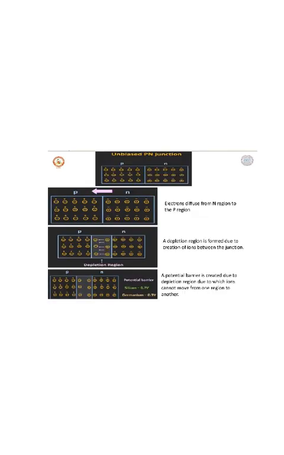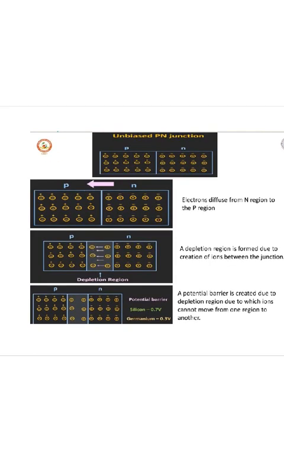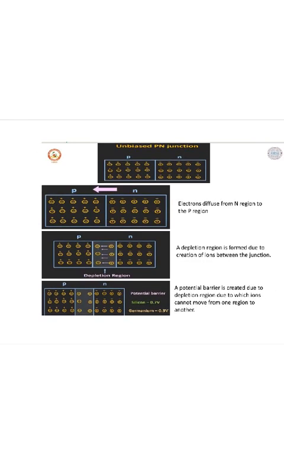So there are three conditions: unbiased, forward and reverse. Unbiased means we are not giving any kind of supply to it, we are just joining P and N type material. In the P-type, holes are the majority charge carrier, and in the N-type, electrons are the majority charge carrier. When we add these two, what happens? The electrons diffuse from the N region to the P region. You can see here electrons diffuse, here holes diffuse.